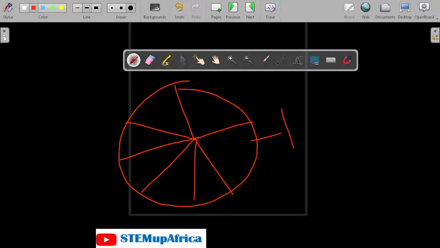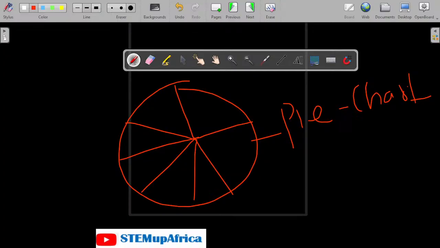And this is a pie chart. A sector makes up a pie chart. So when you divide a circle into different sections, the circle itself is called the pie chart, while the divisions are called the sectors.